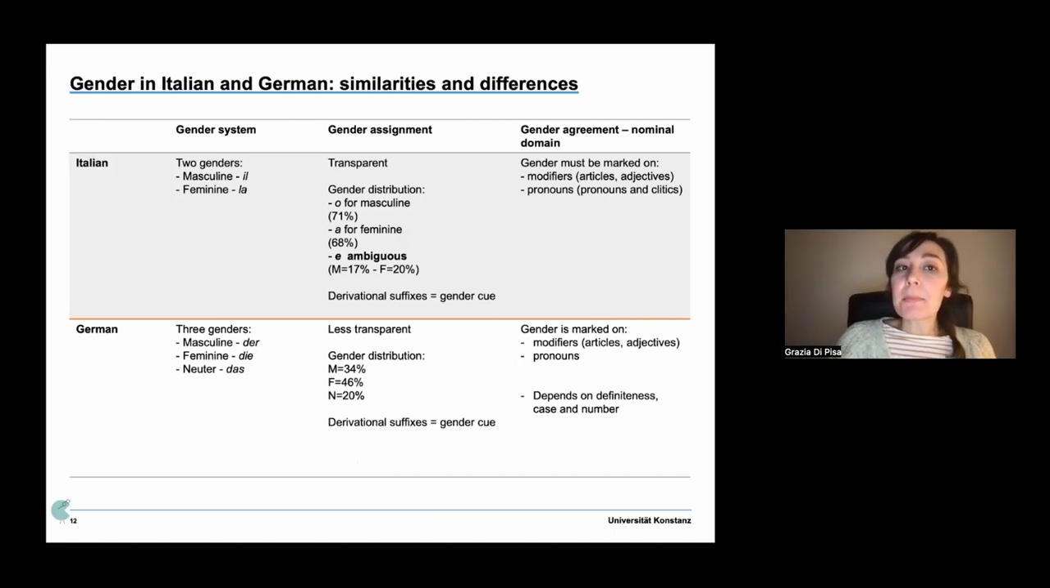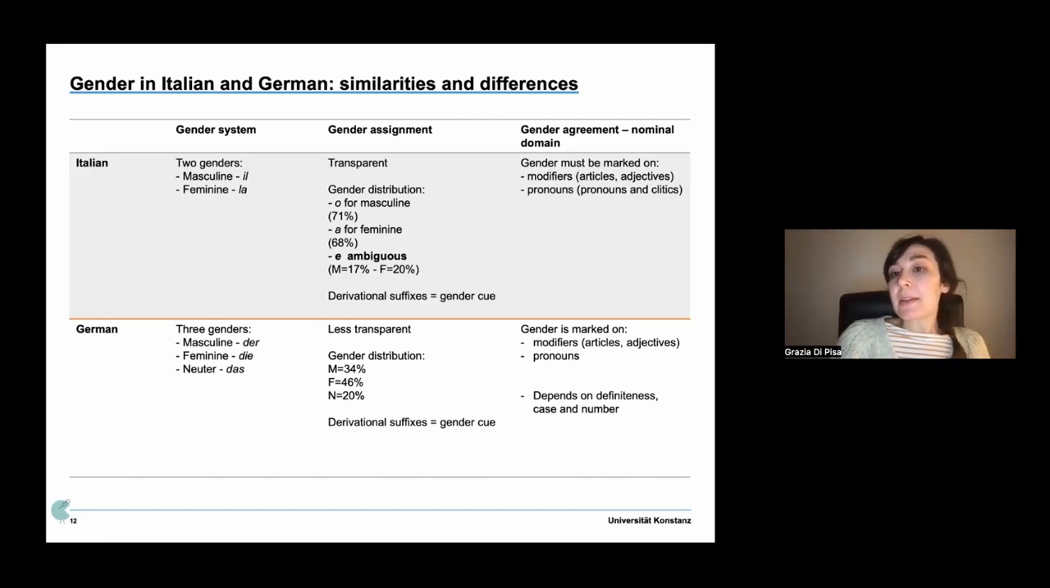This is a sum up of the two gender systems, Italian and German, to have a look at the similarities and differences. Italian has two genders. German has three genders, so we have the neuter. Regarding gender assignment, as I said, Italian is highly transparent: O for masculine, A for feminine, E is ambiguous. Then we have derivational suffixes that give an indication about gender. German is less transparent. The gender distribution in the language is also different compared to Italian: in German, we have more feminine nouns. We also have some derivational suffixes that give an indication about gender.